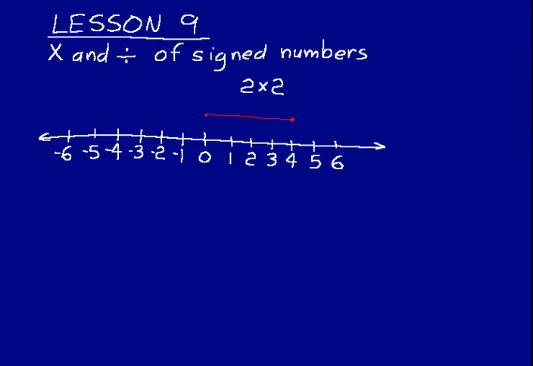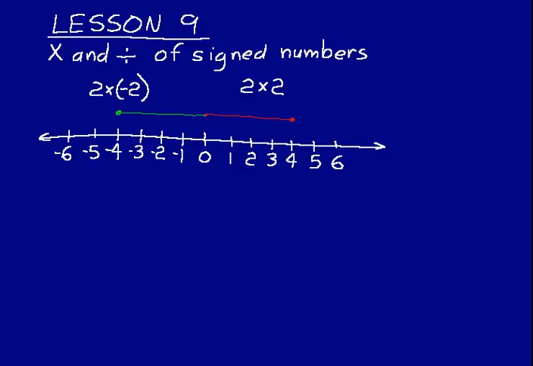2 times negative 2. I'll write this over here. 2 times a negative 2. And we usually like to put that inside parentheses when there's a negative sign, just so there's no confusion with subtraction or anything like that. We're saying that that is a negative number. So here we're adding negative 2 twice. That's what that means, 2 times negative 2. And so now what we'll do is add negative 2 and then another negative 2. And so we get negative 4.